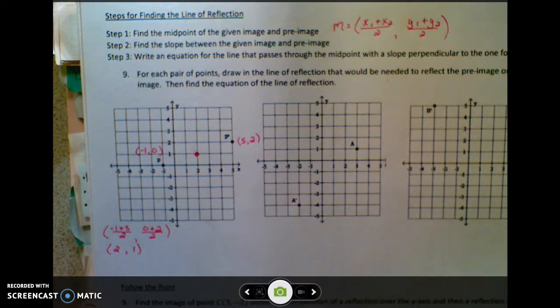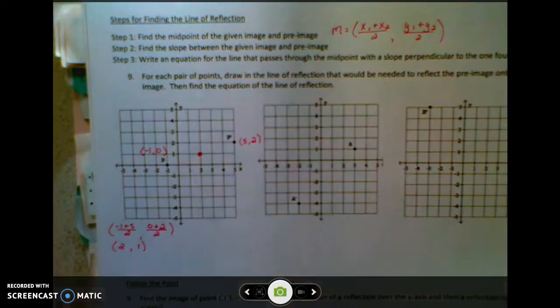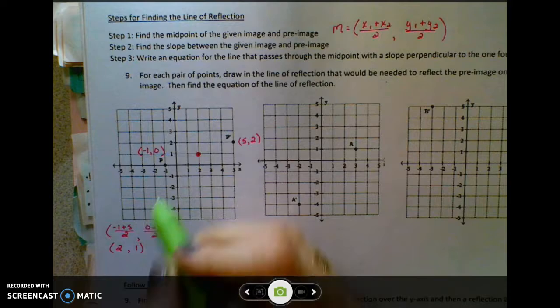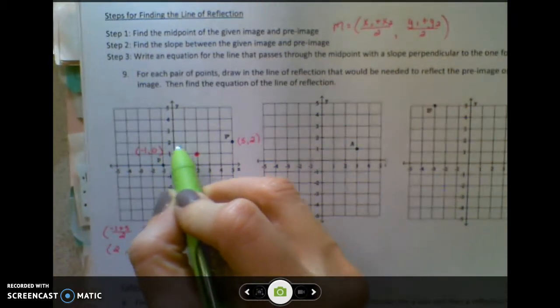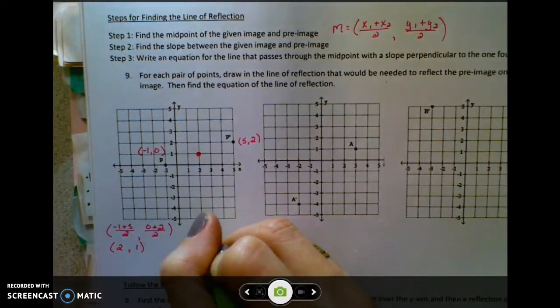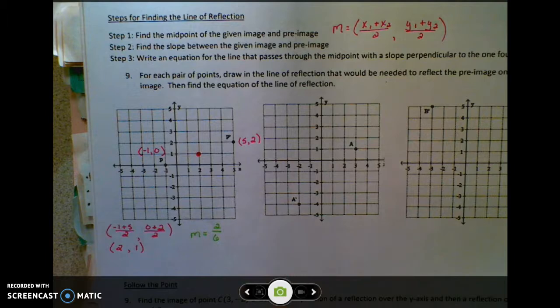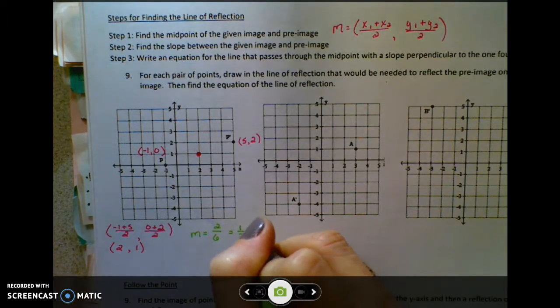So, step 2, find the slope between the given image and preimage. You could use the slope formula here, but it's clearly graphed for us, so we could do it that way as well. I'm going to count from P to P prime. That's a rise of 2 and a run of 6. But anytime you write a fraction, you need to reduce it. It actually has a slope of 1/3.